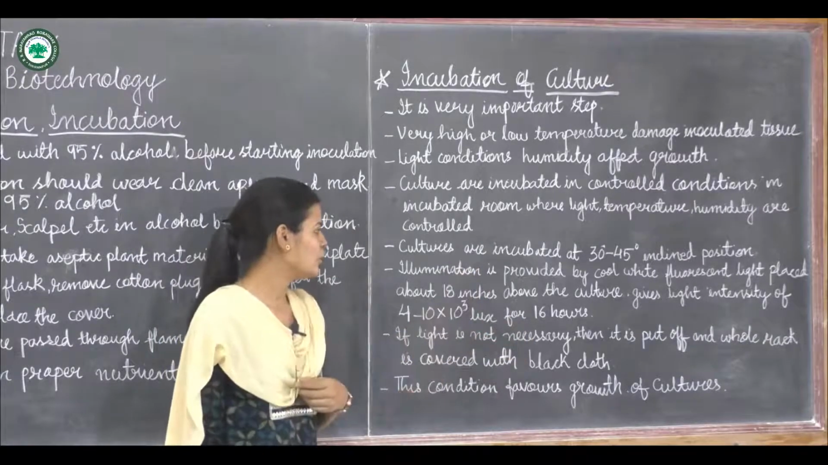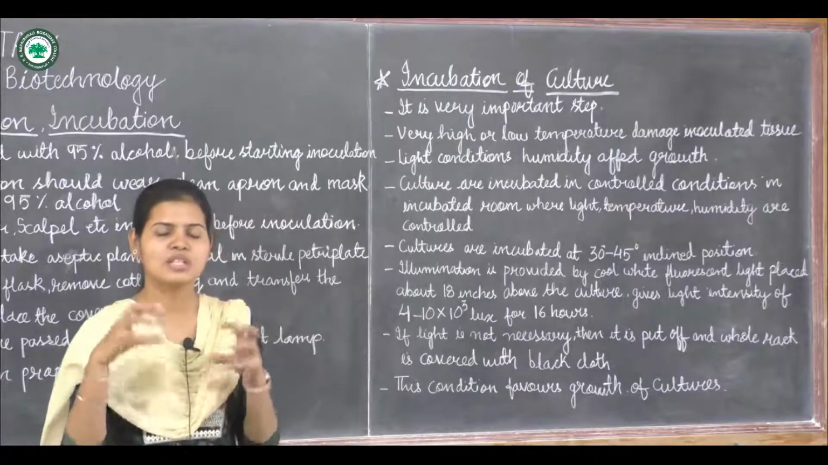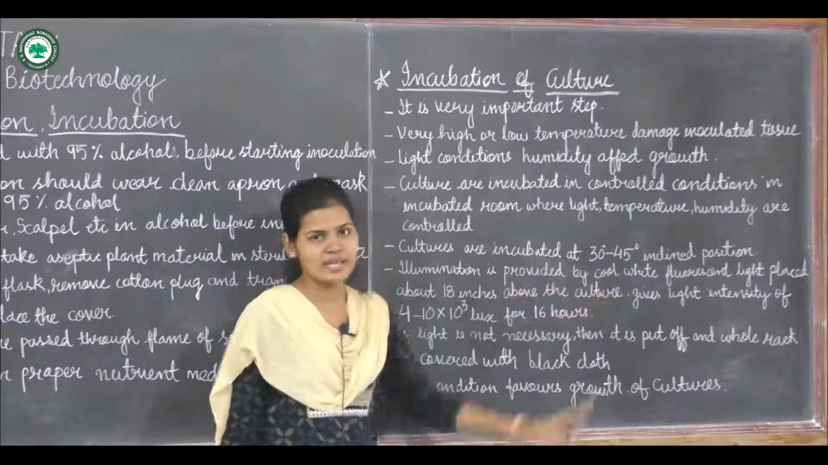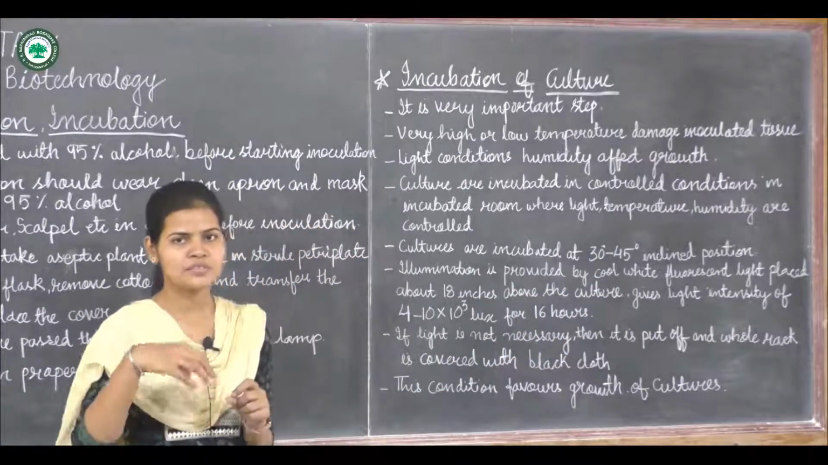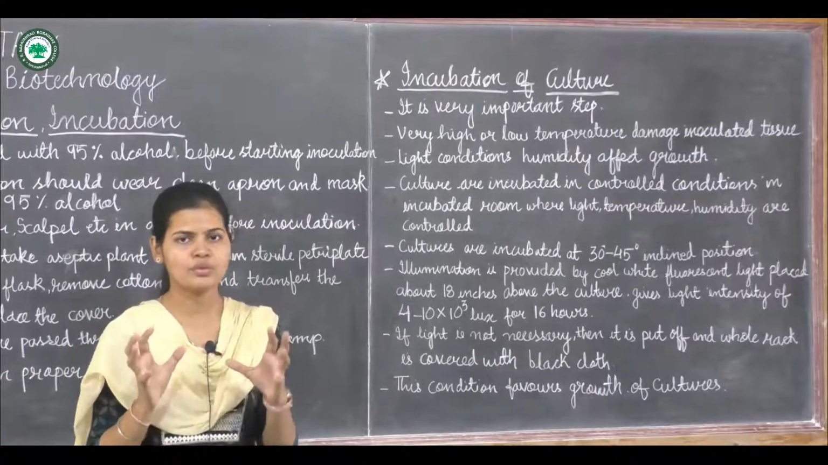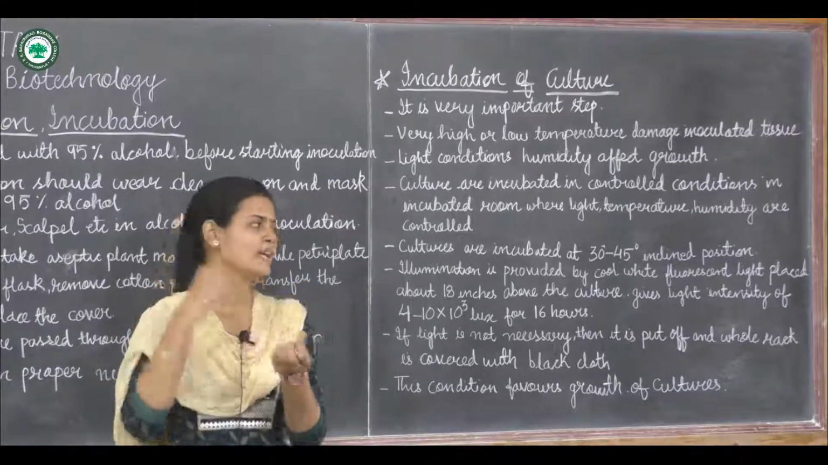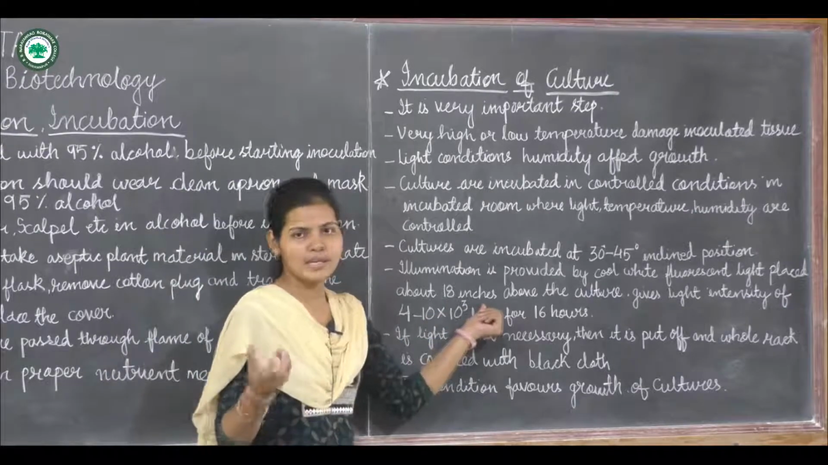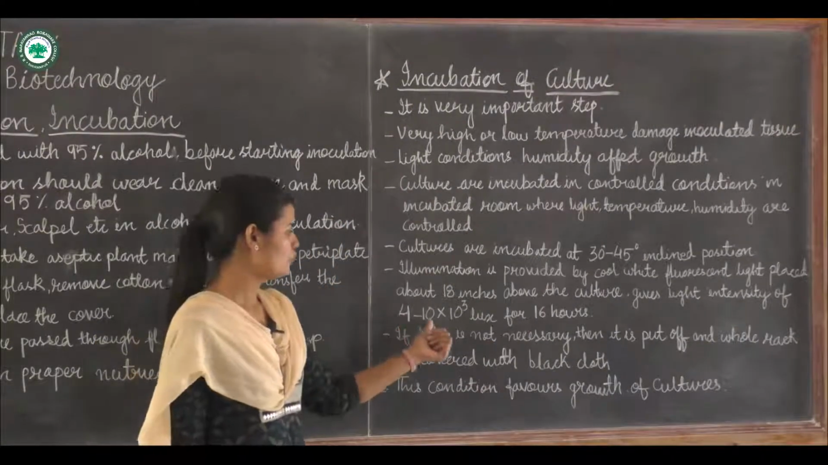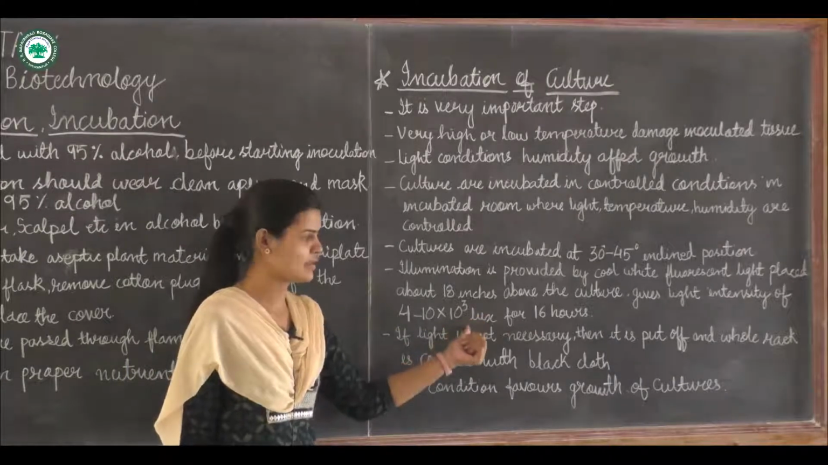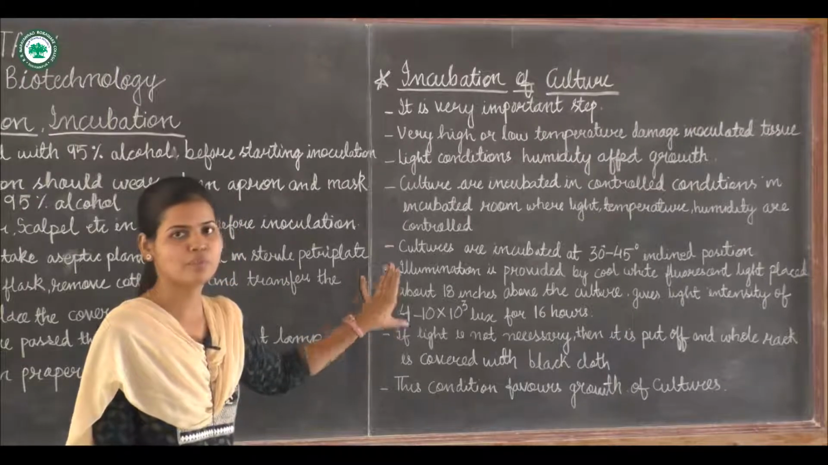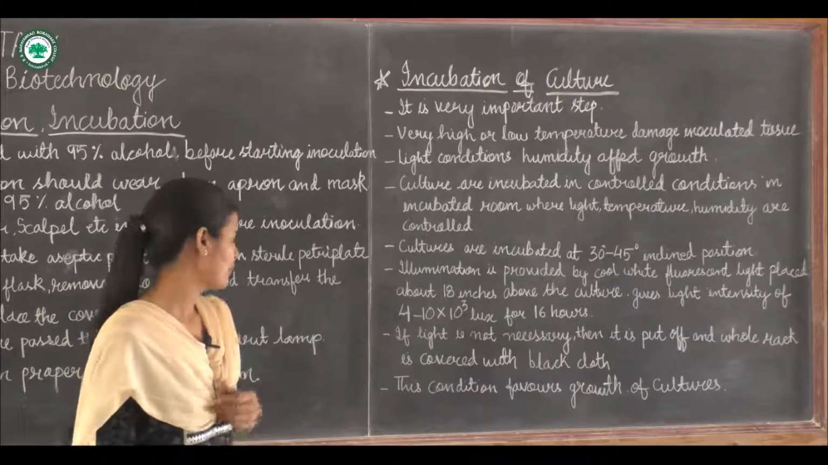So the illumination, that is the light, is provided to the culture medium from a particular source. It should be a cool white fluorescent light, placed just 18 inches above the place where cultures are placed. So above where the culture is kept, there will be a light source, and it will give a light intensity of about 4 into 10 raised to power 3 lux, and that is for 16 hours. So this is the light intensity which should be maintained in the incubation room.